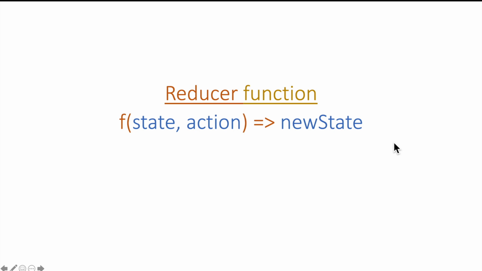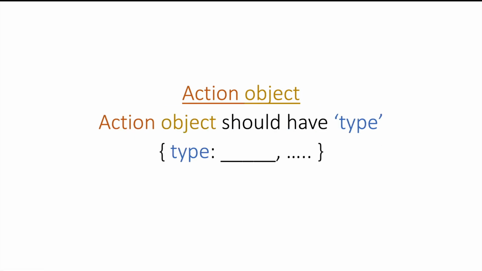Let's examine this one more time. A reducer function will take in two parameters, state and action, and we have to write code in the reducer in such a way that new state will be returned by the function. And with respect to action, please remember that action will always be an object, and the action object should have a key value pair with the key type.